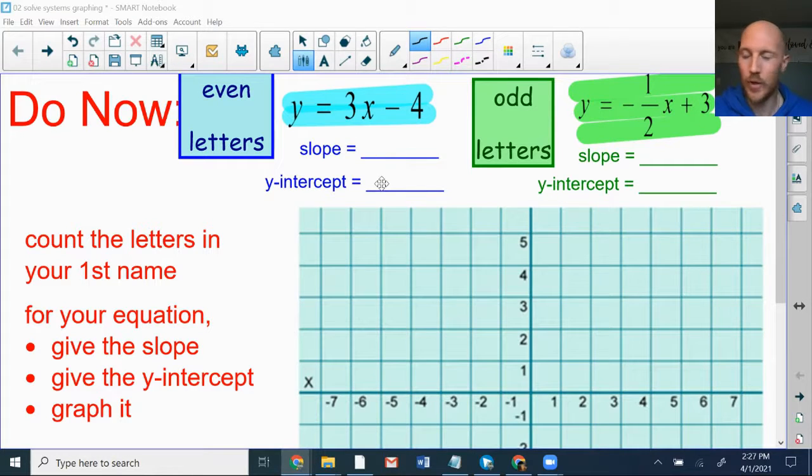And if your first name has an odd number of letters, we're going to do this green one right here. Identify the slope, the y-intercept, and then graph that one. We'll hang out until you're done.